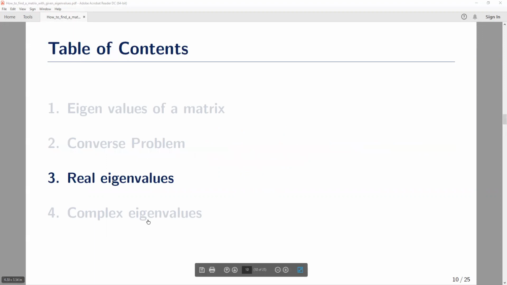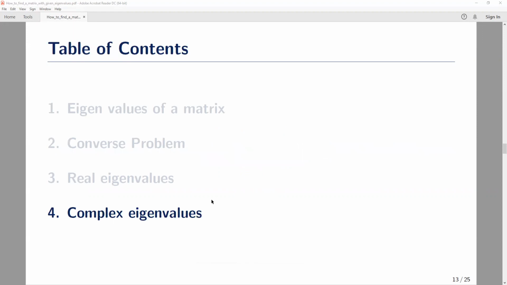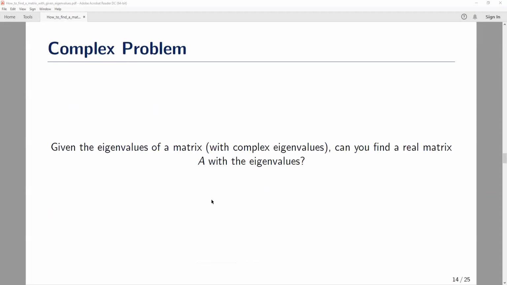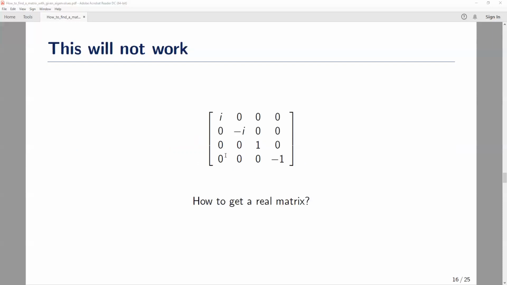But the next natural question is: what about complex eigenvalues? Given the eigenvalues of a matrix, which can possibly be complex, can you find a real matrix with those eigenvalues? That's a natural question. For example, the eigenvalues of A are i, minus i, 1 and minus 1. Can you find that? The same diagonal idea will not, of course, work. Why? Because it's not a real matrix. We want to get a real matrix. So how do we get a real matrix?